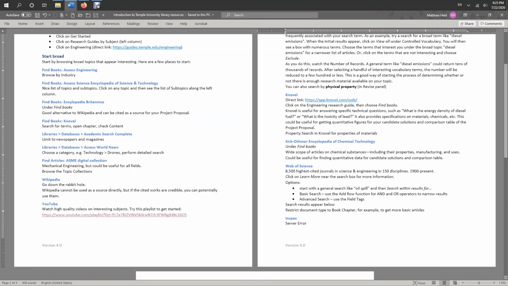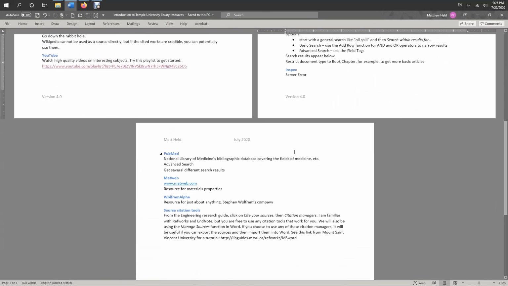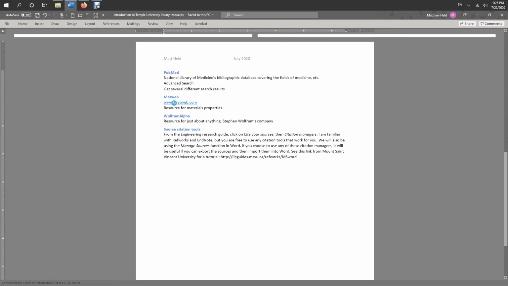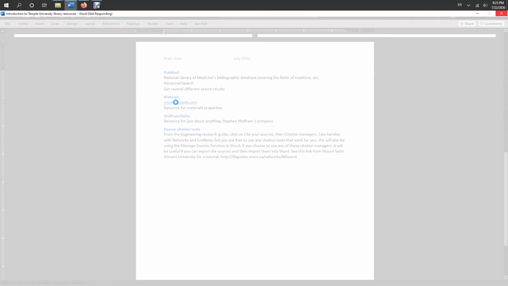Where are we? We did Web of Science. I had an error on InSpec last time I tried it. This is MatWeb. Some of you may be familiar with this. A student told me about this last semester. Okay, I'm getting trouble here.